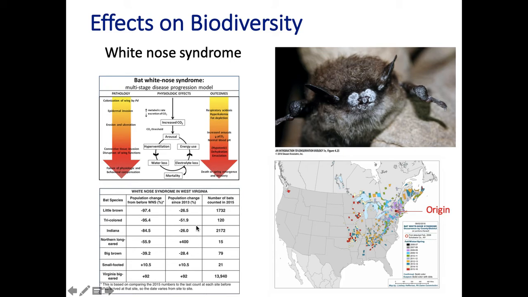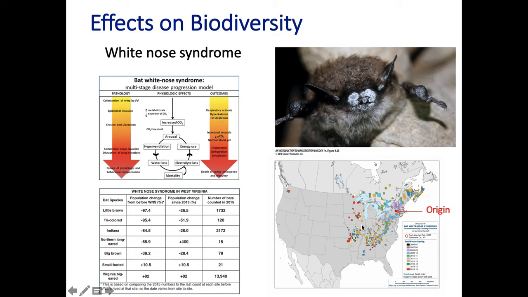And you can see down here, this is data from West Virginia, and it shows some of the different bat species that have been affected. And it shows the population change in percent. So a number that is close to negative 100% means that that population is almost completely gone. And so you can see that these are 90, 80, 50%. This small-footed bat is doing okay. The Virginia big-eared bat is doing okay. But you can see this list of other bats that are doing really badly. And Indiana bats were actually endangered before white nose came through, and so now they're really having problems.